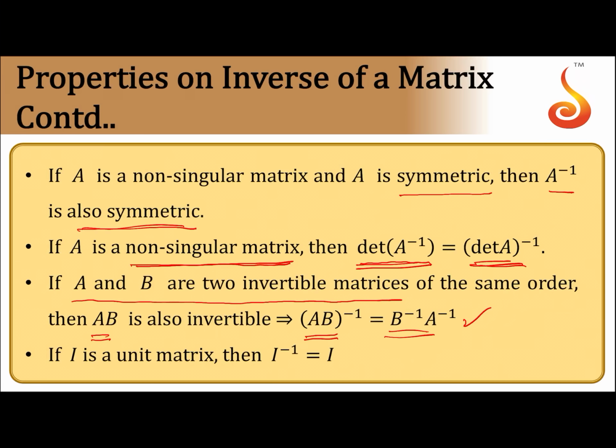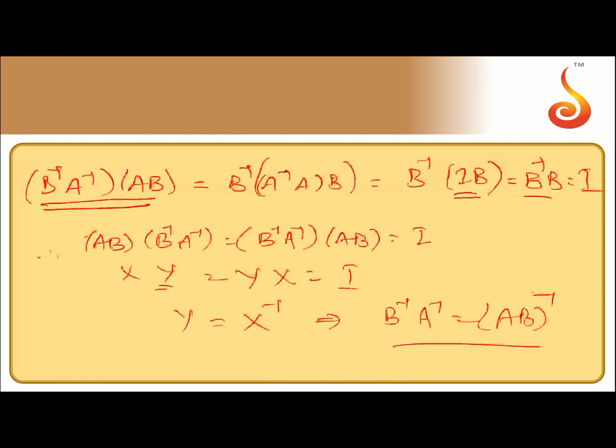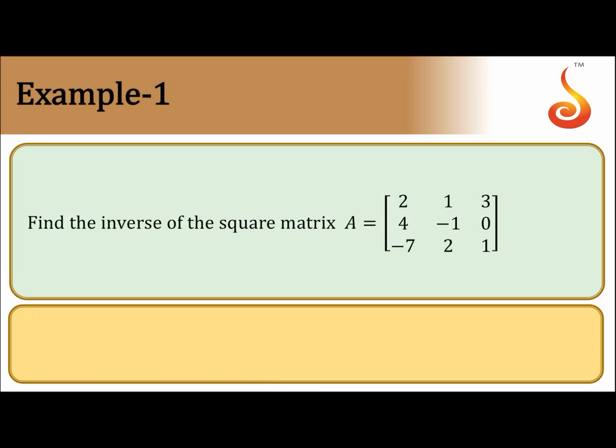And I is a unit matrix. The inverse of the unit matrix is the unit matrix itself. Coming to an example on finding the inverse of a square matrix. Given the square matrix A as 2, 1, 3, 4, minus 1, 0, minus 7, 2, how do you find the inverse of this matrix?